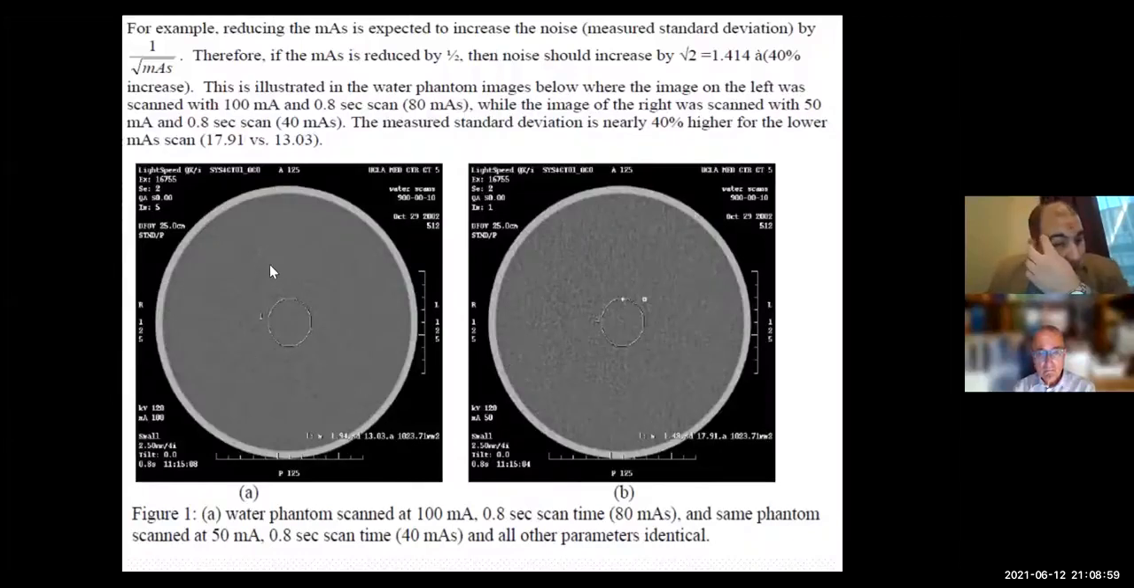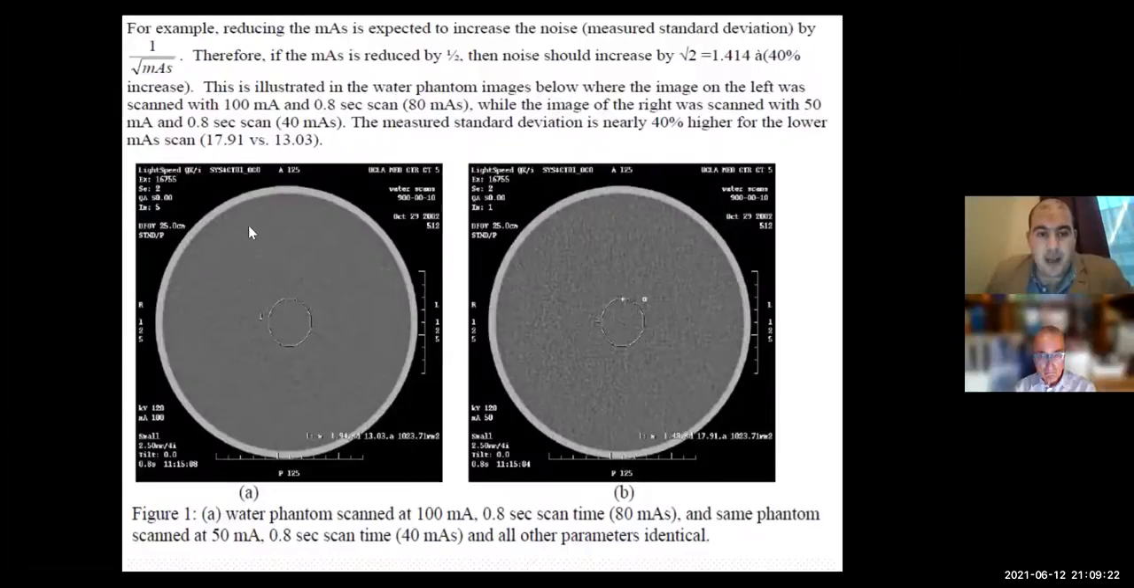The image on the left side was scanned with 100 milliampere and 0.8 second rotation time, while the image on the right side was scanned with 50 milliampere. As you see here, the noise appears in this image because we are using less milliampere.